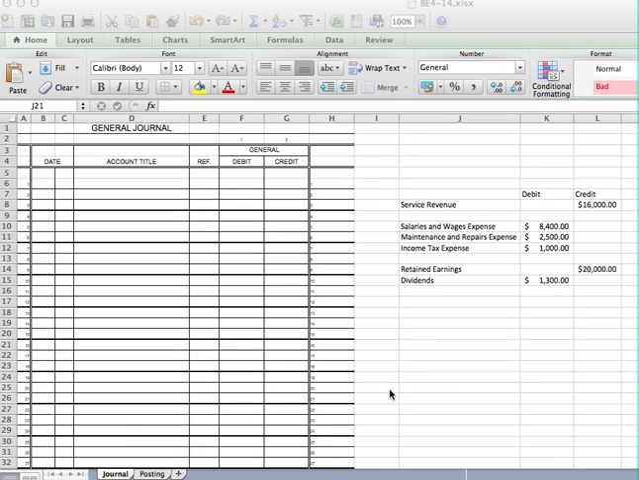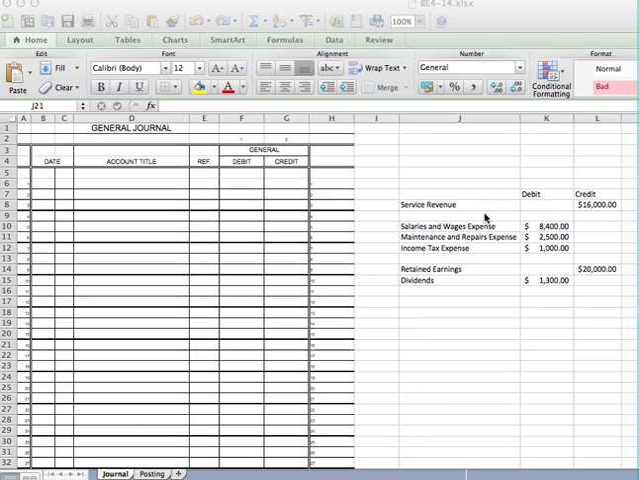The problem says the income statement for the Timberline Golf Company Incorporated for the month ended July 31 shows service revenue $16,000, salaries and wages expense $8,400, maintenance and repairs expense $2,500, and income tax expense $1,000. The statement of retained earnings shows an opening balance for retained earnings of $20,000 and dividends of $1,300. Prepare closing journal entries, and then they want us to tell them what is the ending balance in retained earnings.